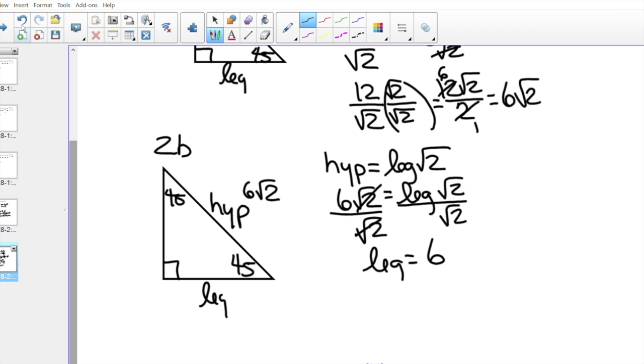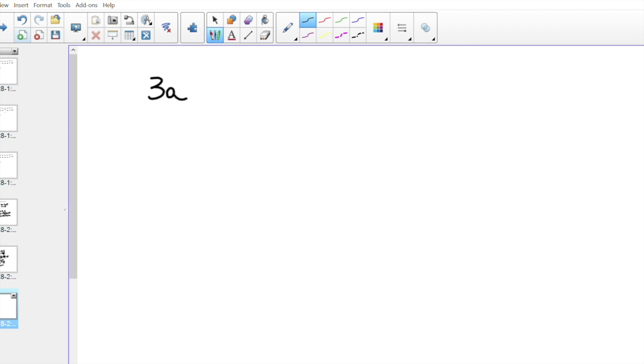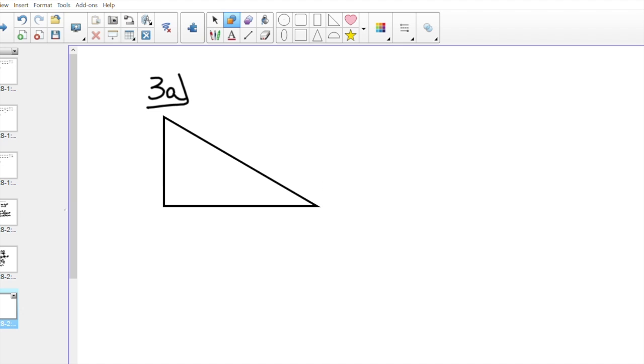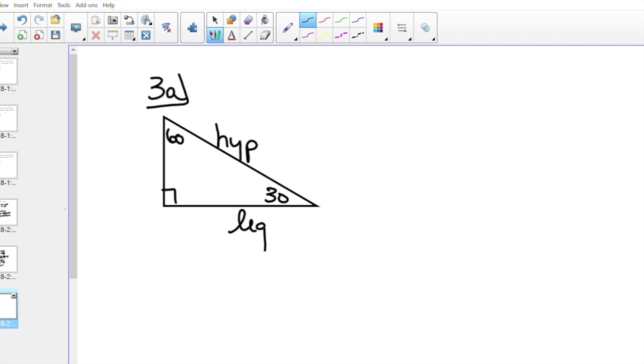Now number 3A. We move to a 30, 60, 90 degree triangle. That's 90. This is the 30. And say this is 60. Now this is the hypotenuse. Now these are legs, true enough. But the side opposite the 30 degree angle is called the shorter leg. And the other one is called the longer leg.